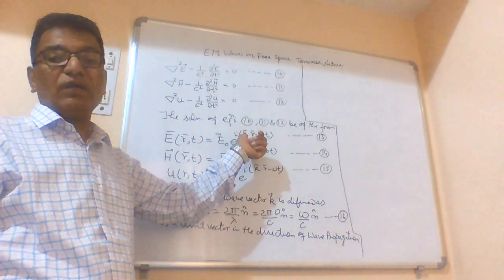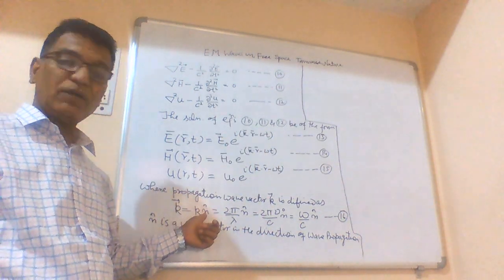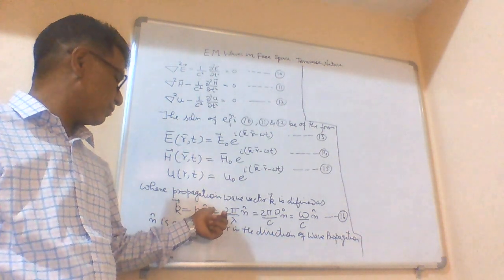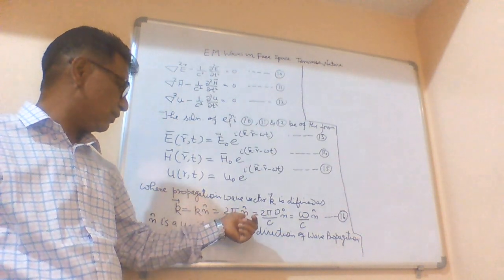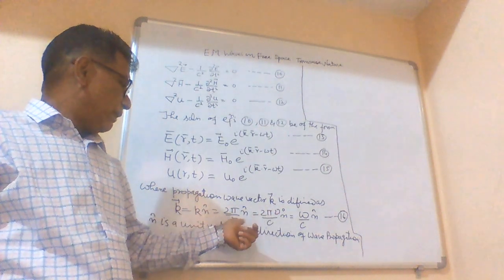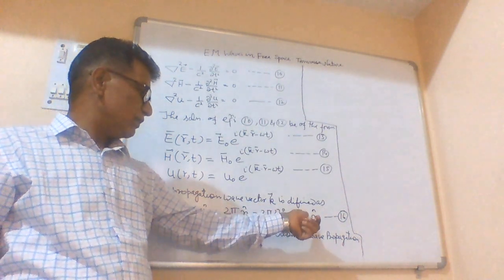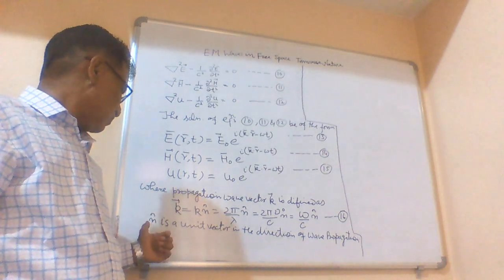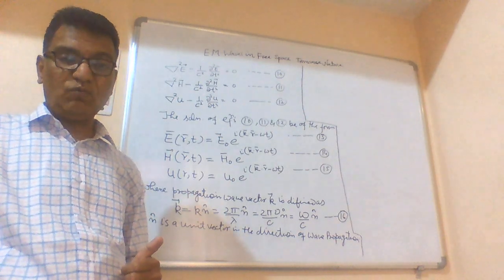k is the wave vector, the propagation wave vector, defined as k is equal to k into n cap. n cap is the unit vector in the direction of the propagation of the wave. The value of k is 2 pi by lambda into n cap. Lambda is c by nu, so 2 pi nu by c into n cap. This is equal to omega upon c into n cap. So n cap is a unit vector in the direction of the propagation of the wave.